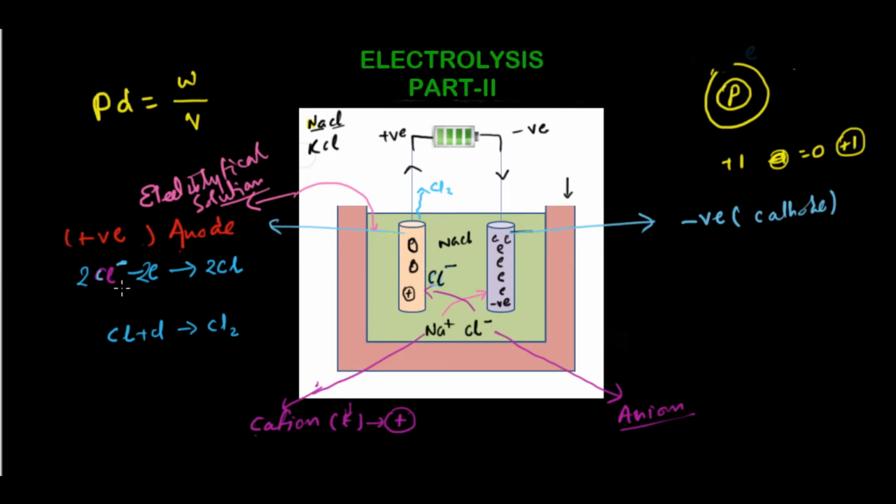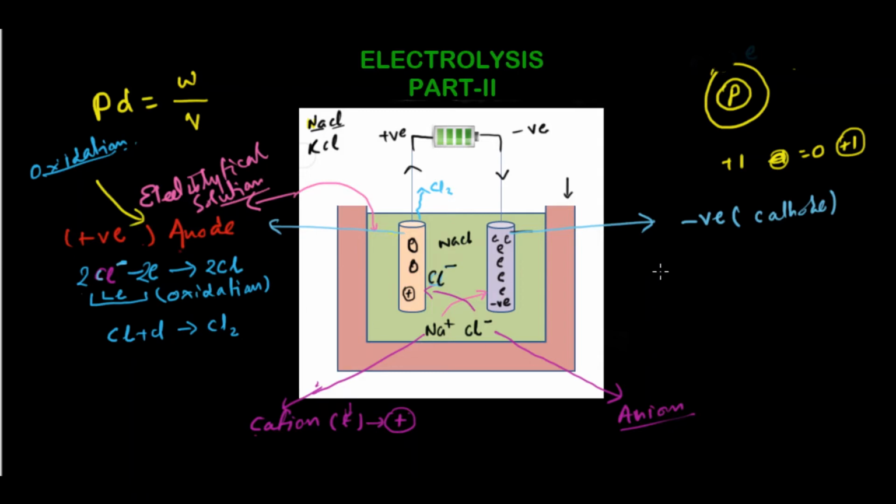Now you need to pay attention that chlorine is losing electrons. The loss of electrons in a process we call oxidation. So loss of electron is oxidation. That means the chlorine is going through the process of oxidation. So we can say that the process of oxidation happens at the anode.